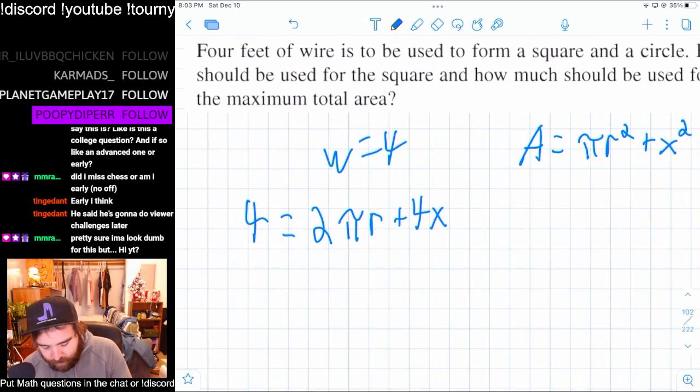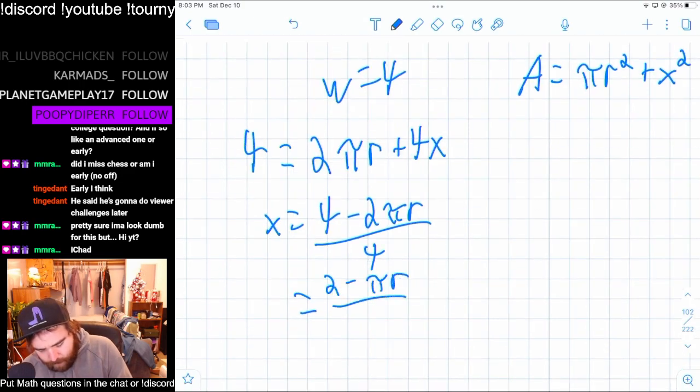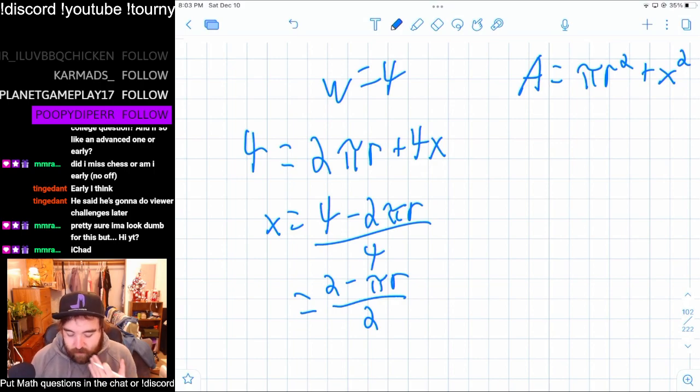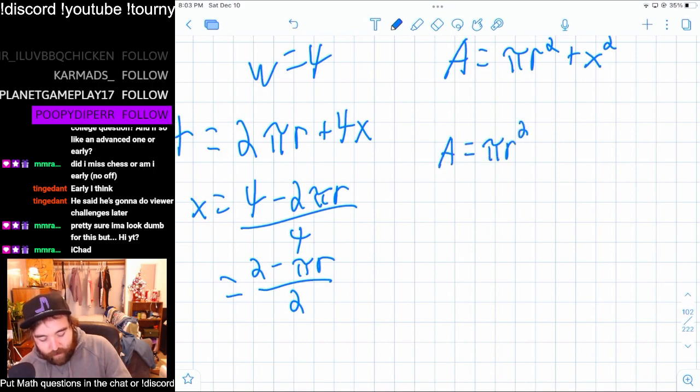So I'm going to solve for x. x equals 4 minus 2 pi r, divided by 4, or 2 minus pi r, divided by 2. Let me make sure I'm going slow so I don't mess this up. So I'm subtracting the 2 pi r and dividing by 4, so all that's being divided by 2. Now I'm going to write that in the area equation. So now my area equation is pi r squared plus (2 minus pi r over 2) also squared.